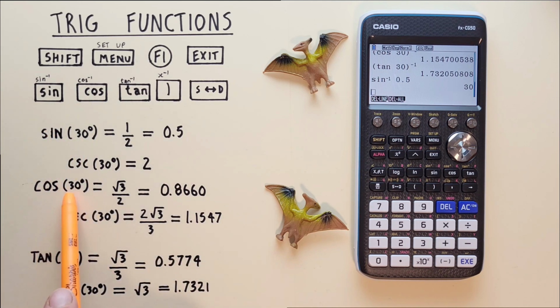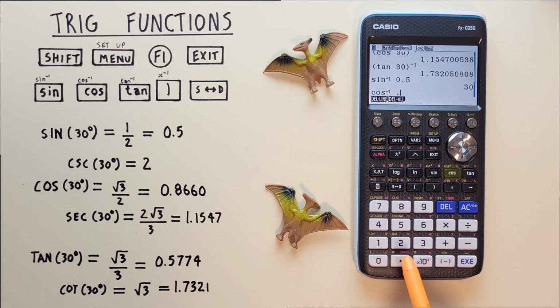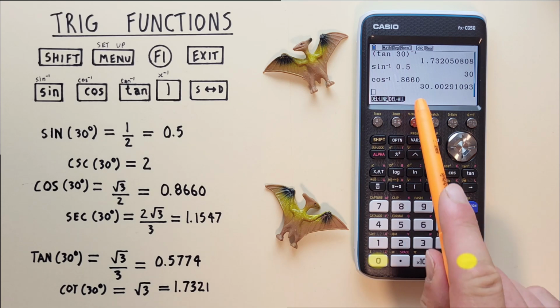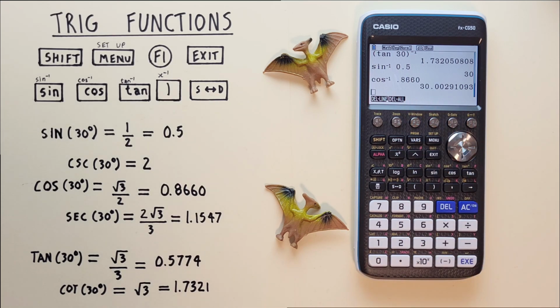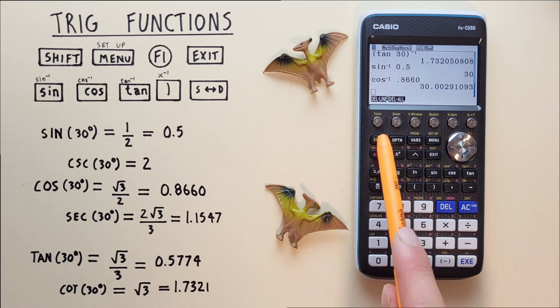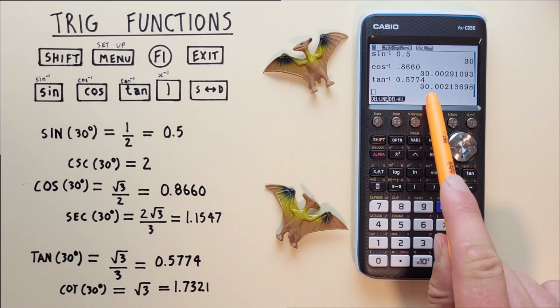For arccos of 0.8660, we can go shift cos 0.8660, and we see we get what rounds to 30 degrees. For tan, again, we can use the shift tan and then the 0.5774, execute, and again, we get what would round to 30 degrees.